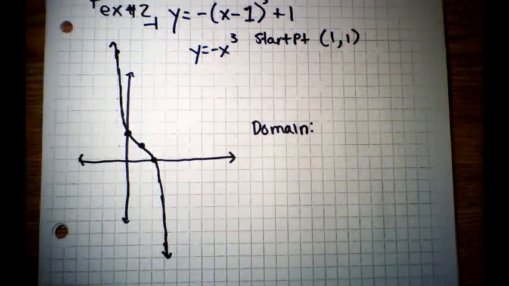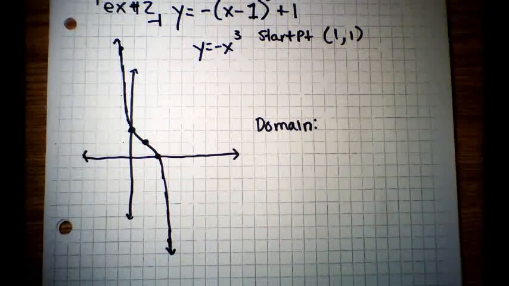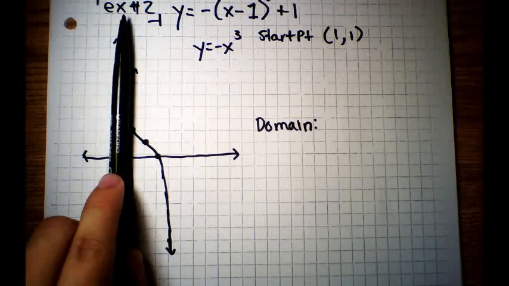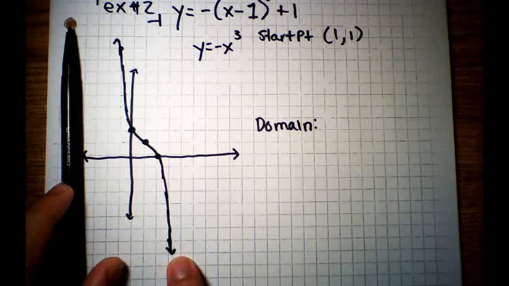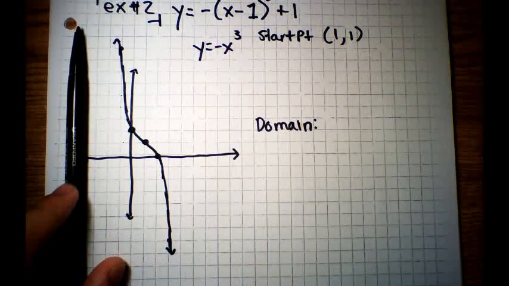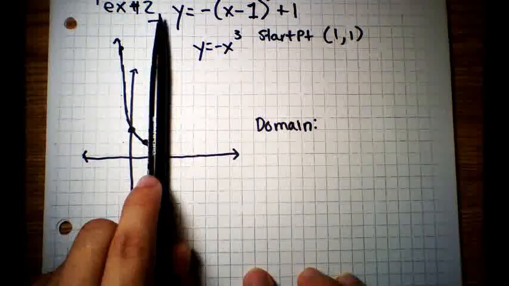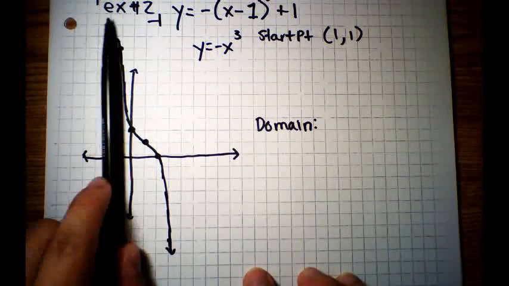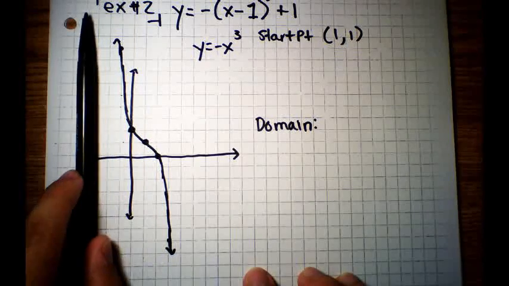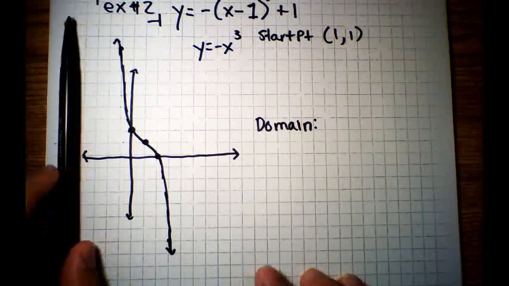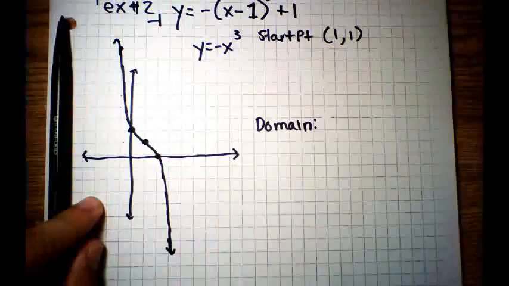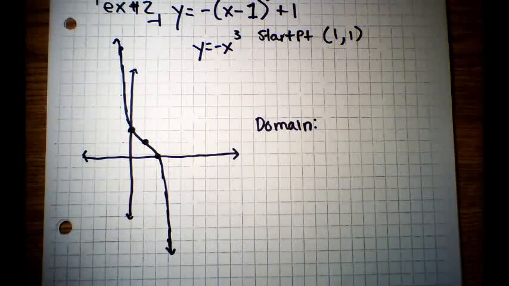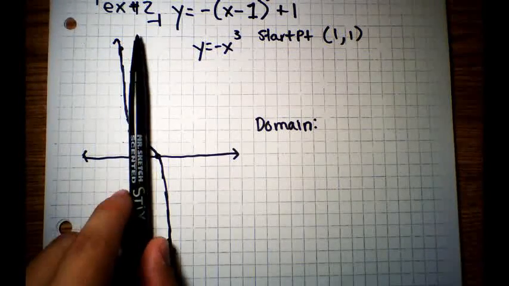Remember, for the domain, we're going to use the vertical line test to see what x values it hits. Well, it's pretty obvious that it does hit over here. Remember that these arrows indicate that this graph pretty much goes on forever in this direction and this direction over here. So even though it doesn't look like it, it will hit all x values eventually. It will just take a longer time to do so, because this arrow will just keep going up and up and up. The same goes for the other side as well.